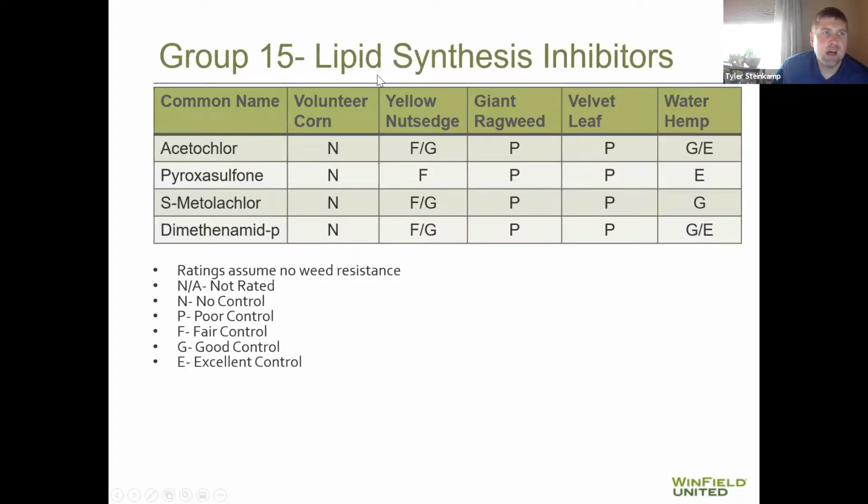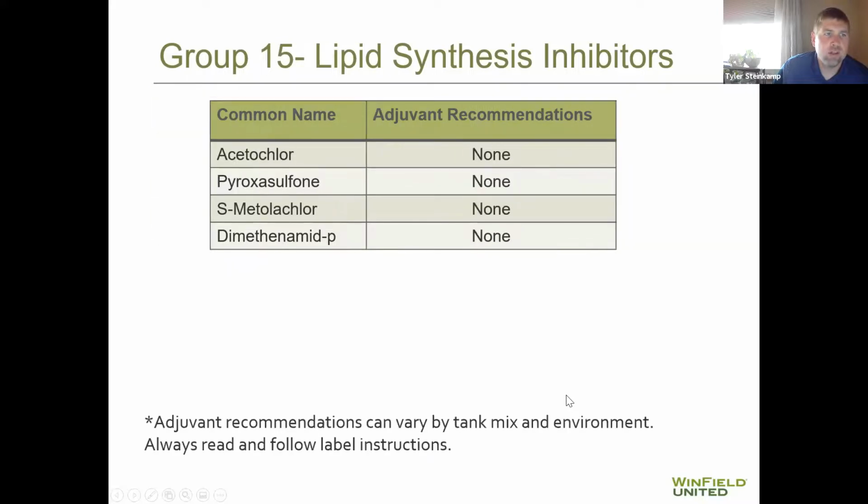Okay, as far as lipid synthesis, waterhemp generally fairly good on. Velvetleaf and giant ragweed, almost no control because they're considered large seeded broadleaves. And then a lot of our grasses we do have fairly good control on as well. Okay, no adjuvant recommendations for the lipid synthesis inhibitors because we're not trying to get foliar activity.